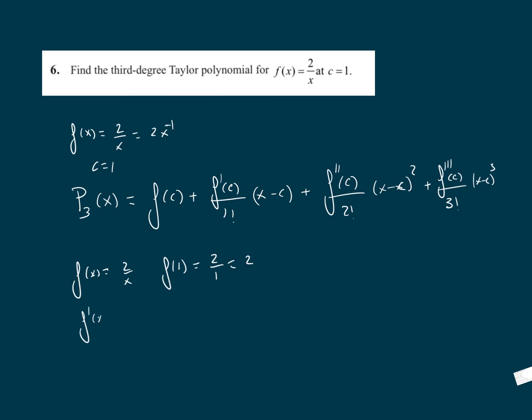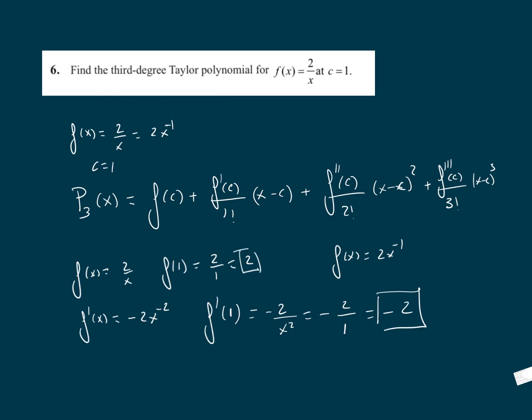F prime of x is, because f of x is 2x to the minus 1, f prime of x is minus 2x to the minus 2. Evaluate that at x equals 1: minus 2 divided by x squared will be minus 2 divided by 1 squared, so the value will be minus 2. So I have this value and this value. This value will plug in here, and this value will be plugged in here. And the c, the 1, will be plugged in here.